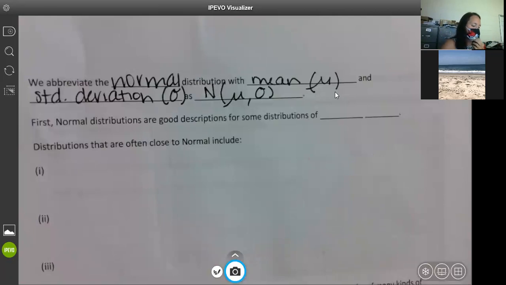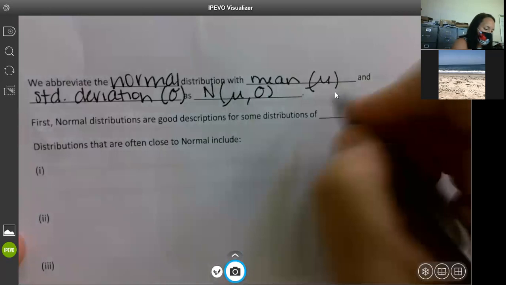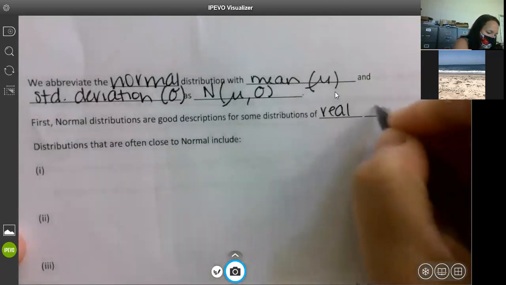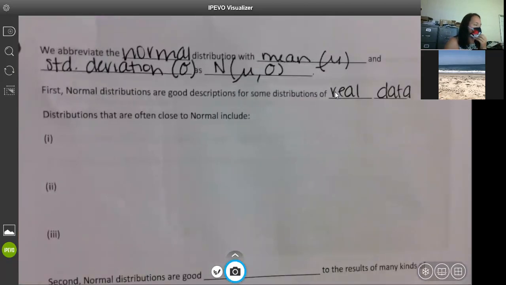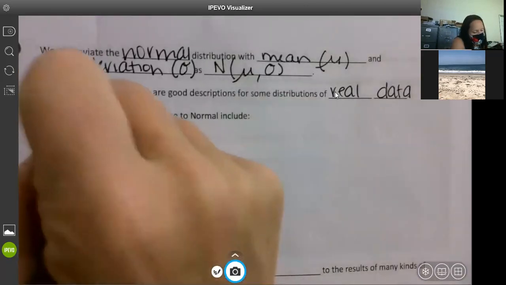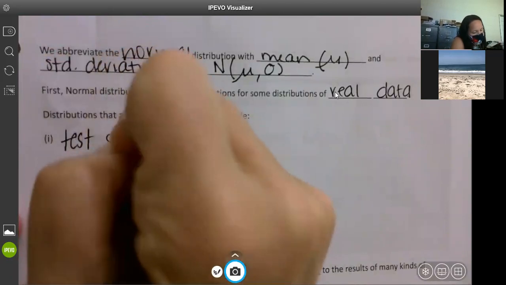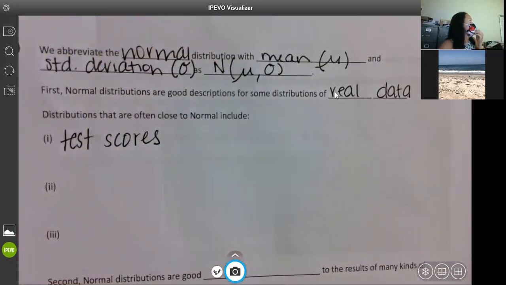Normal distributions are good descriptions for some distributions of real data. Distributions that are often close to normal include test scores. You guys ever heard of a bell curve? Teachers grading on the curve. That's what they're talking about, the bell curve. So the mean average would be a C. And then they would give you your extra points or not based on where you fall on that curve, if that makes sense, okay?